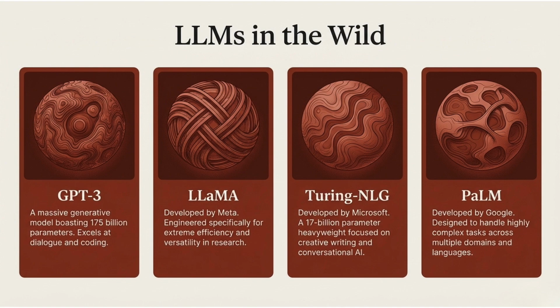Large language models have grown rapidly in size and capability. GPT-3 is a well-known generative model with billions of parameters that can produce human-like text. Llama, developed by Meta, focuses on efficiency and strong research performance. Turing NLG, created by Microsoft, is designed for advanced conversational and creative writing tasks. PaLM, developed by Google, supports complex reasoning across many languages and domains. These models demonstrate how powerful LLM technology has become in modern AI systems.